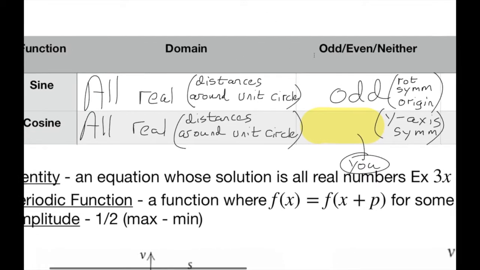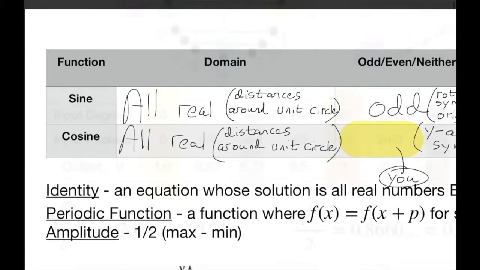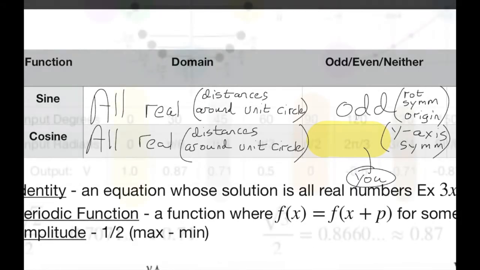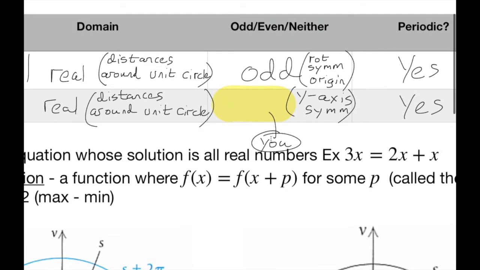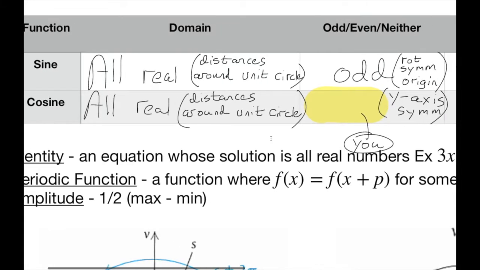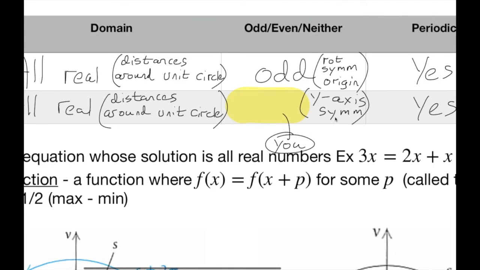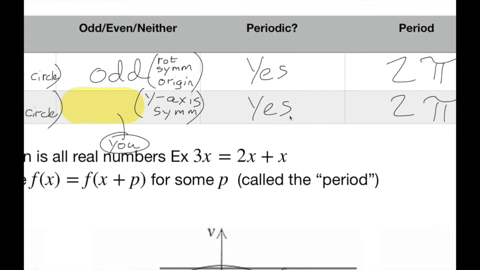Is it odd, even, or neither? Well, the sine function is an odd function. You can see it's rotationally symmetric about the origin. I want you to think about what the cosine function is. I will say that it's y-axis symmetric. So what do you think that is? Do you remember from functions?